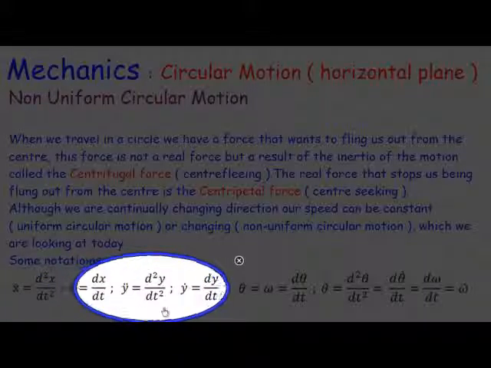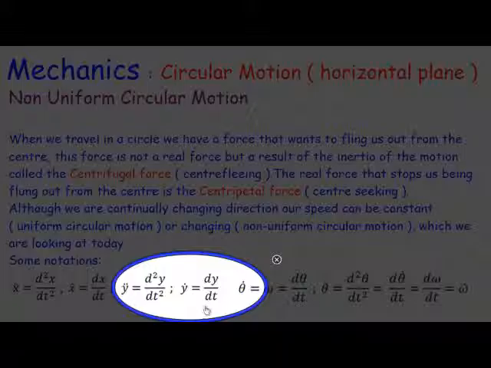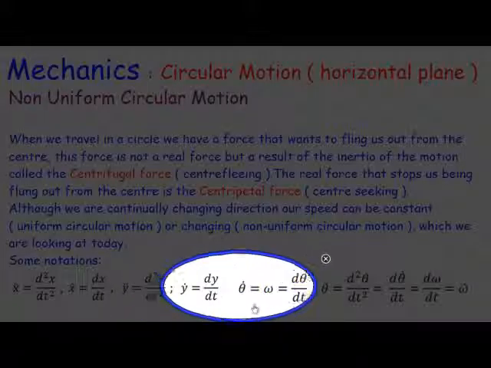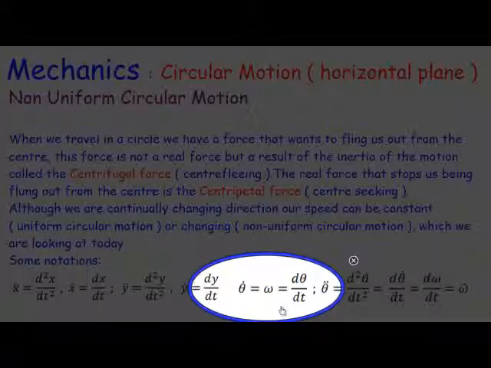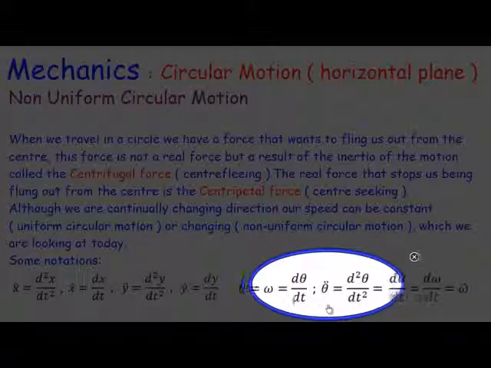But y double dot follows the same idea, that it's a second derivative, and in this case the y double dots and the x double dots are our x and y components of acceleration, and the y dots and the x dots are the x and y components of velocity. But theta dot is omega, which is the change of angle with respect to time, or d theta dt. In uniform motion it's constant, in non-uniform it's not constant.